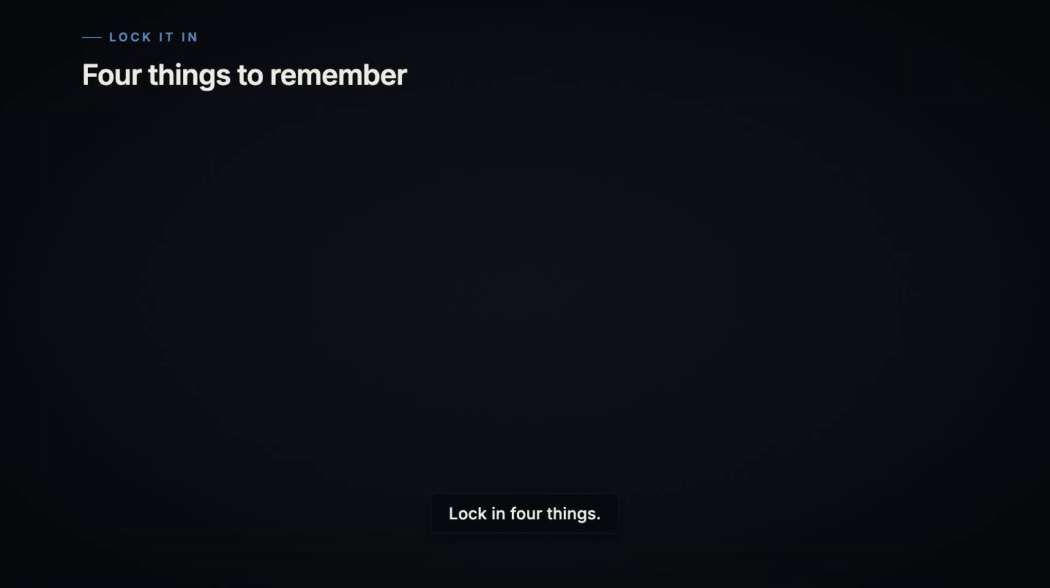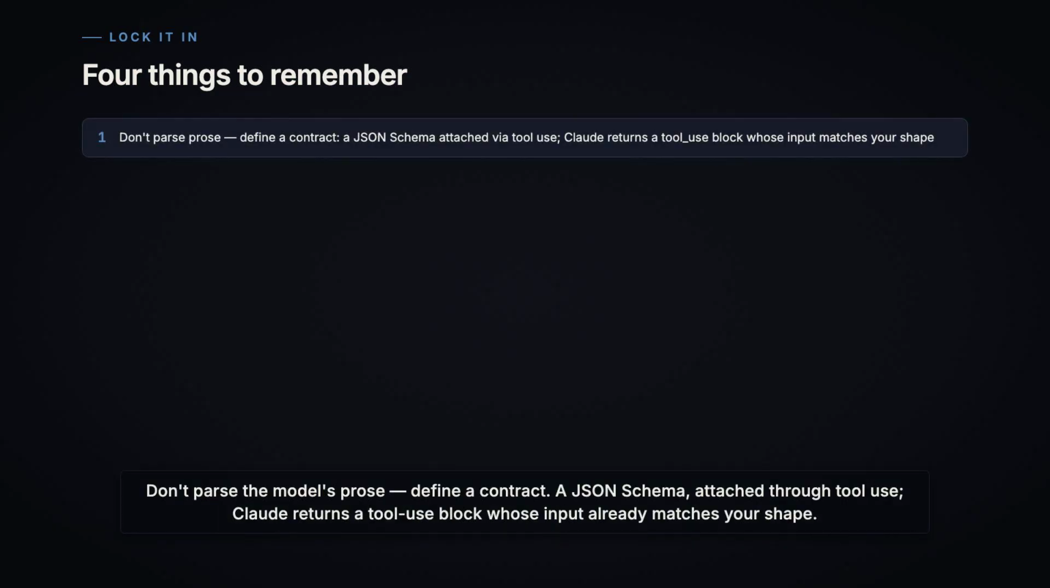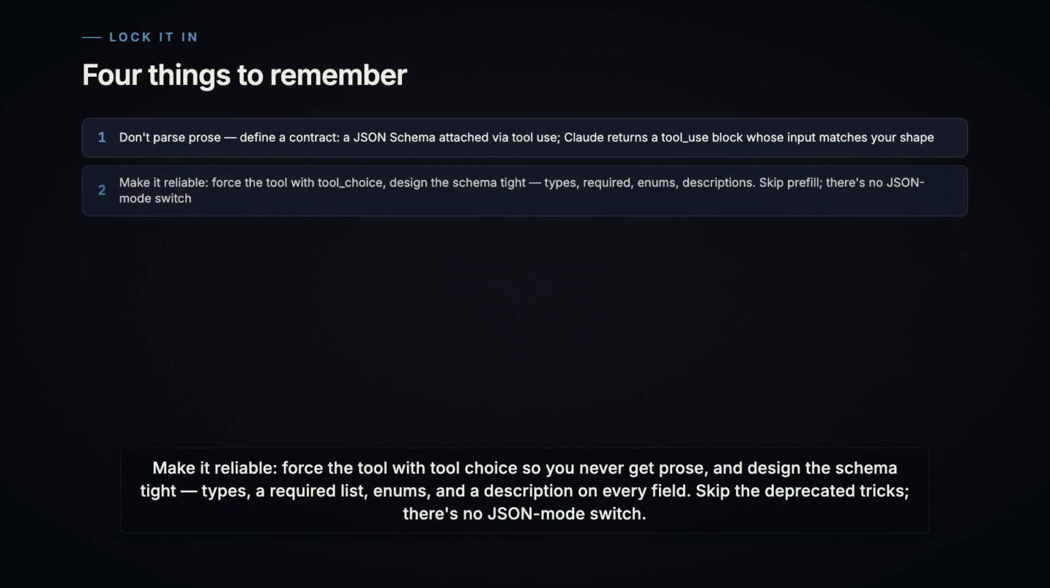That's the answer. Lock in 4 things. Don't parse the model's prose. Define a contract: a JSON schema attached through tool use. Claude returns a tool use block whose input already matches your shape. Make it reliable. Force the tool with tool choice so you never get prose, and design the schema: types, a required list, enums, and a description on every field.